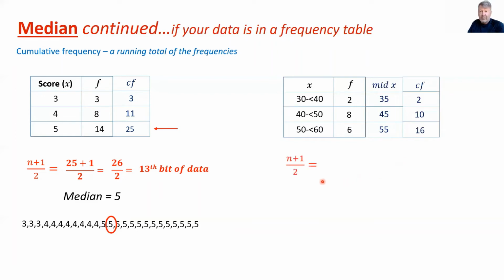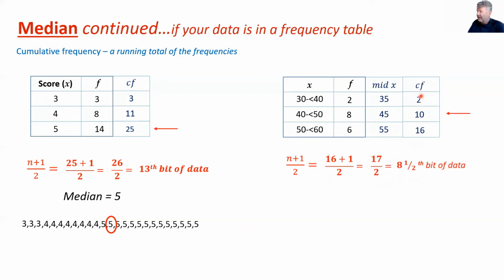N plus 1 over 2. We've got 16 bits of data. So 16 plus 1 over 2 is 17 over 2, which is 8.5. 8.5 bit of data. It's hard to say.